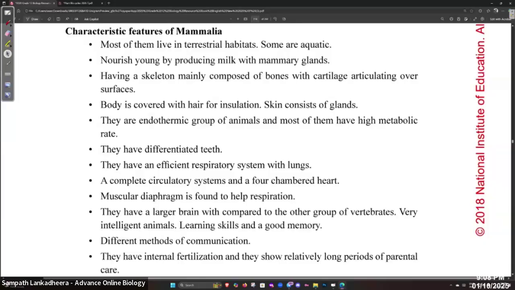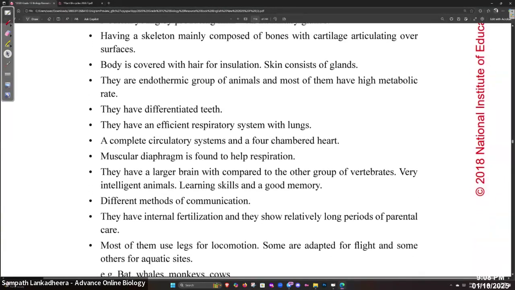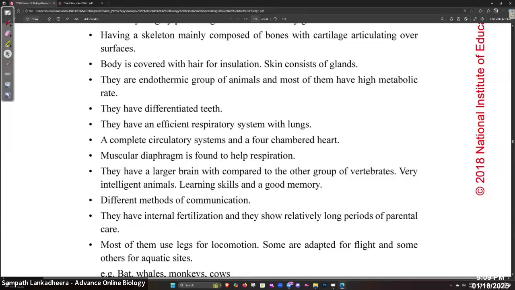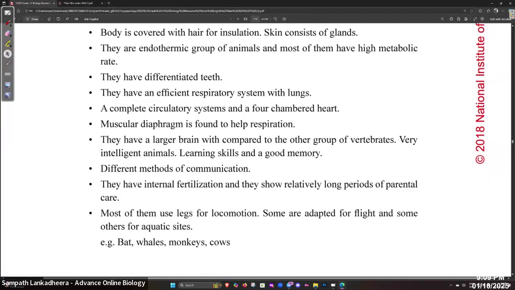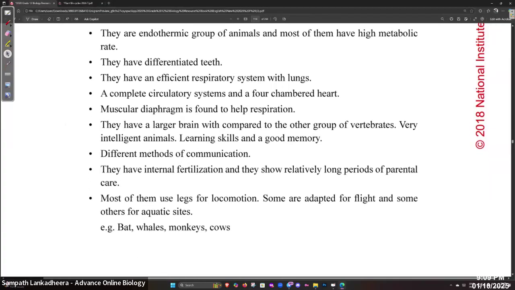Live in terrestrial habitats, some are aquatic, you know, whales, dolphins and all. Nourish young ones by producing milk with mammary glands. Skeleton mainly composed of bones with cartilage. Body is covered with hair. Endothermic animals with a high metabolic rate. They have differentiated teeth, an efficient respiratory system with lungs, a complete circulatory system and a four-chambered heart.